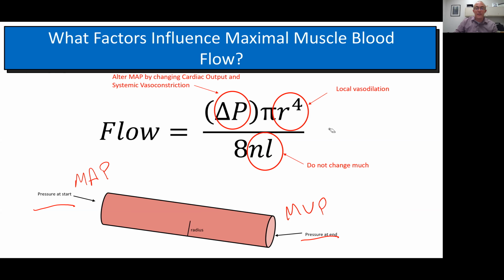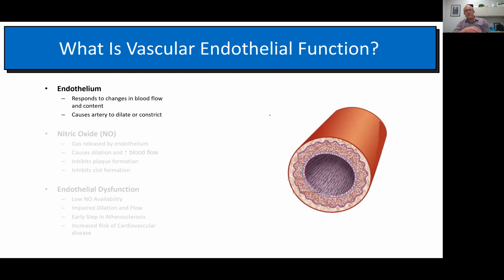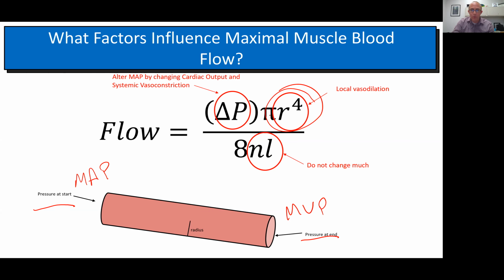So a lot of the studies that we do in our lab look at how well these arteries can change their radius. Because a big change in radius equals a big change in flow, and flow allows you to exercise more. So what factors influence how much the artery can dilate? First off, when we're looking at this change in radius, it depends on what we're looking at. If we want to look at just one artery, it would be the radius of that one artery.